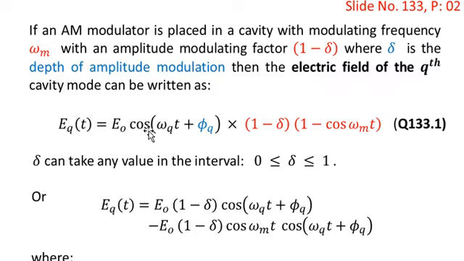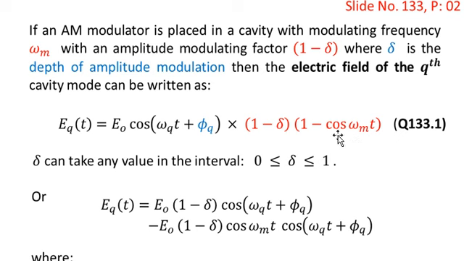And only this would then be the amplitude, and the qth mode of the cavity will then be governed by this electric field, that is E_q as a function of time will be equal to E_0 into cos of (omega_q t plus phi_q). But in the presence of the modulator, we have this additional term shown in red, where omega_m is the modulating frequency of the modulator.